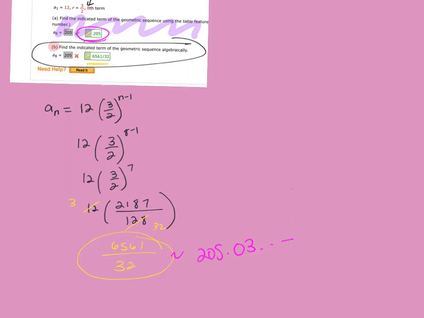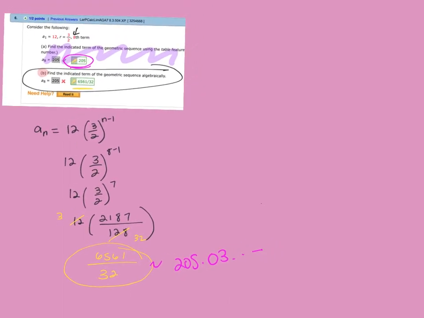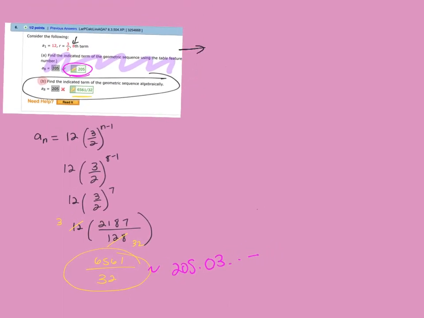Could you write the formula without the numbers next to it, please? The An formula? Yeah. An equals A1 times R to the n minus 1. Okay, thank you. You're welcome.